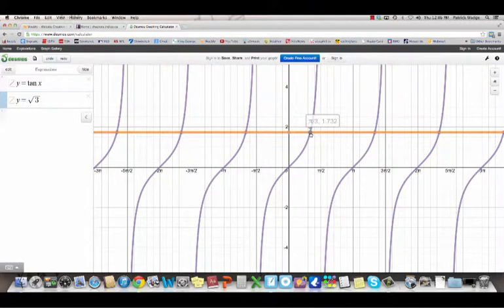Now, if you look though, what's the period of this graph? The period is, if you look from here to here, it looks exactly the same. But the easiest place to look is from here to here. The period is only pi.